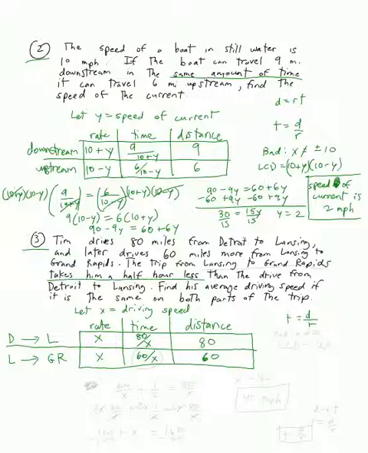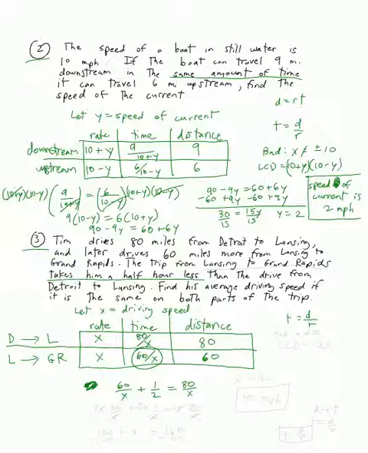The trip from Lansing to Grand Rapids takes him a half hour less than the drive from Detroit to Lansing. So let's think about that. Since the trip from Lansing to Grand Rapids is the smaller time, because that took him a half hour less, then that means the smaller time is Lansing to Grand Rapids. That's this time, so I'm going to write this time. Now, this is smaller by a half hour. So if I add a half hour to that, I'm going to end up with the other time. The other time was from Detroit to Lansing, right? So that's going to be 80 over x.